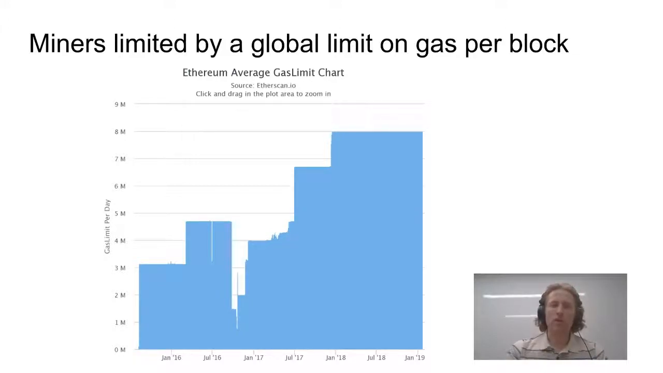Miners are also limited by a global limit. There's a gas per block, which controls the total amount of gas that all transactions within any one block can use. This is something that can change slowly over time. There's a mechanism for miners to vote on this to raise or lower the limit. You can look at the chart, provided by etherscan.io, and you can see that miners have voted to gradually raise the amount of gas consumed per block.